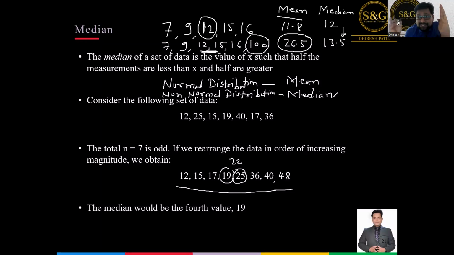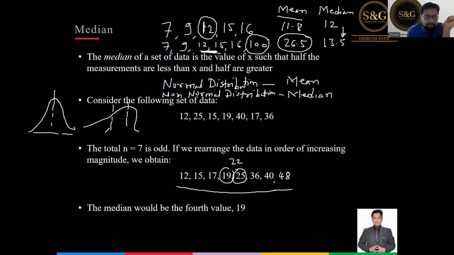That is the reason we check mean as well as median both. And if there is a distance between mean and median, that is an indication that the data might be non-normal. Okay. For example, this is a normal distribution, a symmetrical normal distribution. And this is a non-normal distribution where mean, mode, median are different.